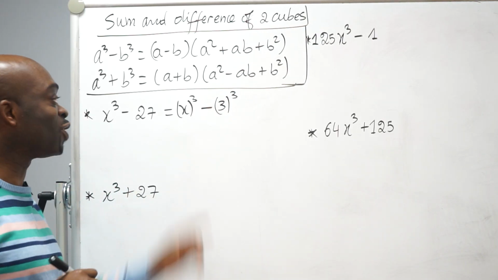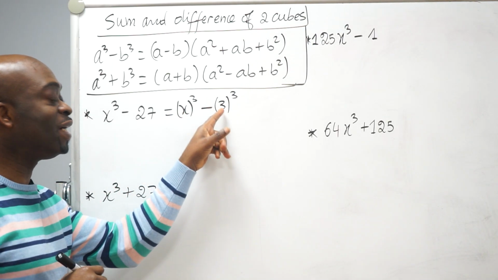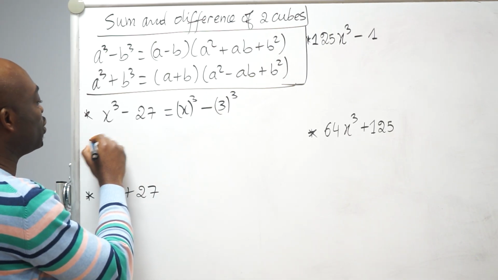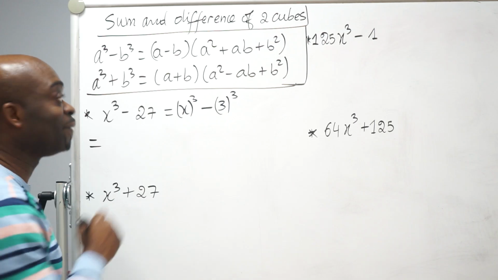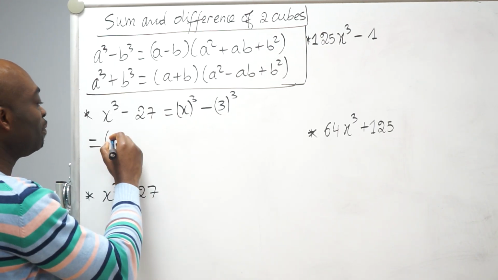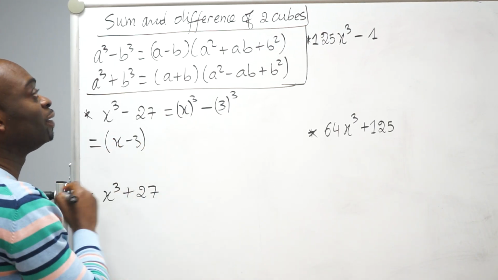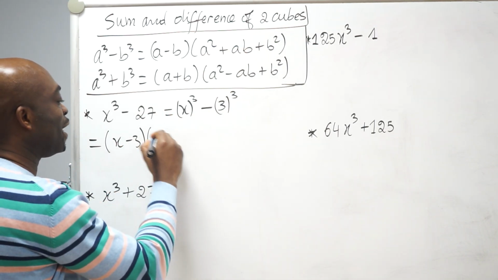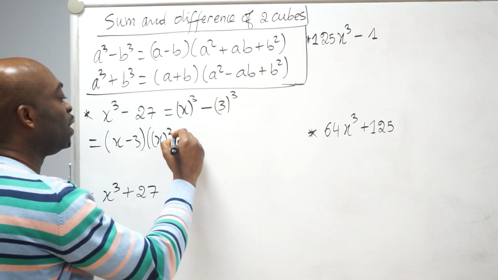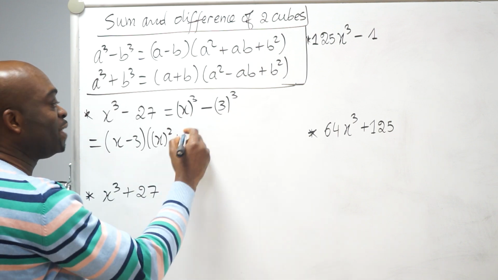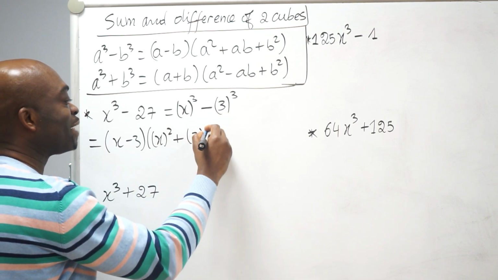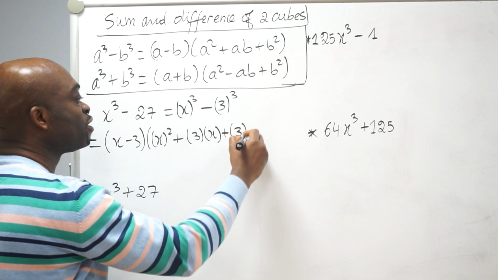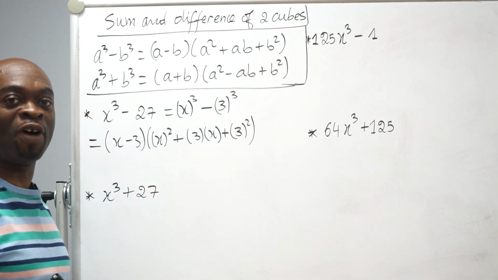All right, we good so far? So a is x, and b is 3. The only thing left for you to do is to substitute in there. So you have x minus 3 times x squared plus a times b, so that means 3 times x, plus b squared. That means 3 squared. You guys good so far?